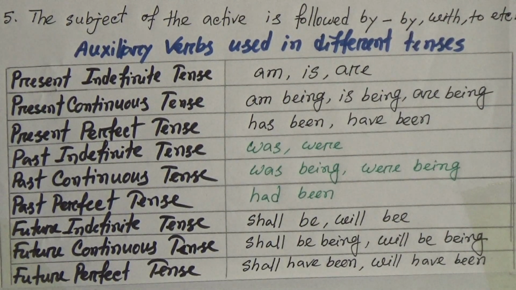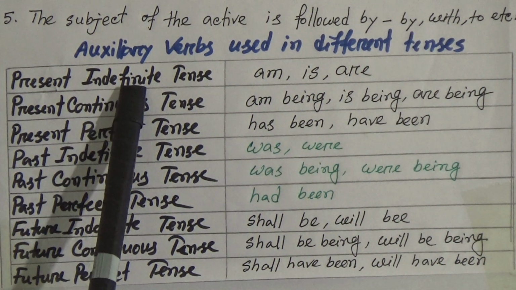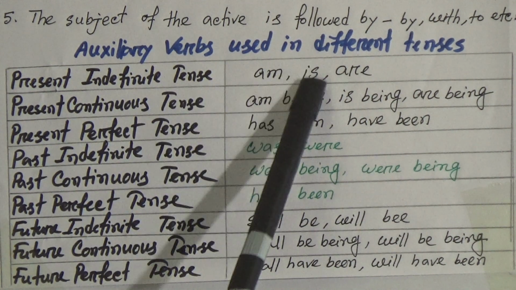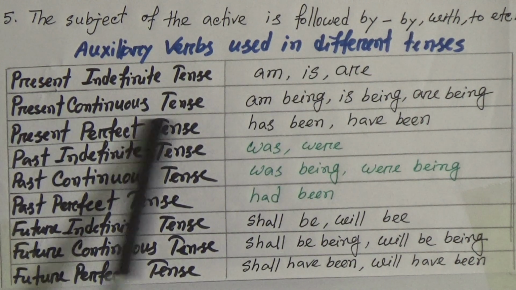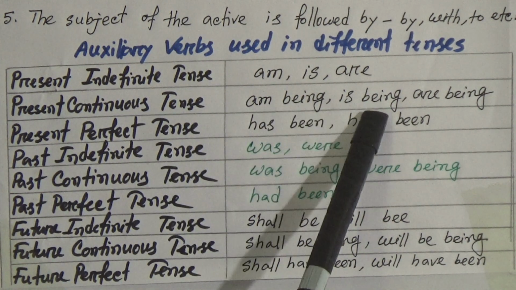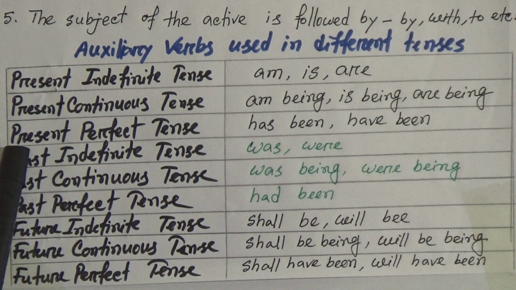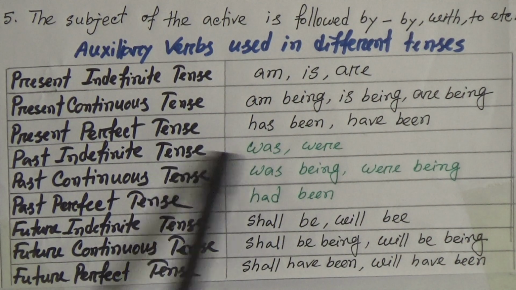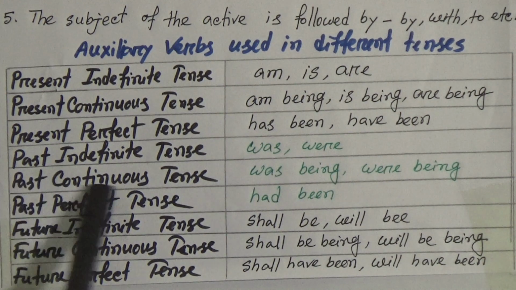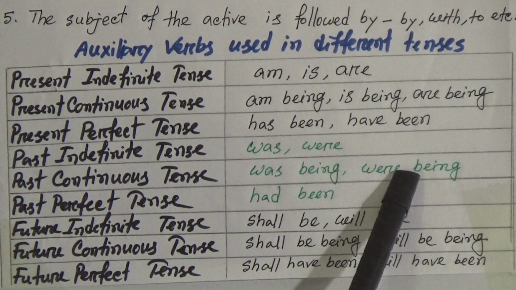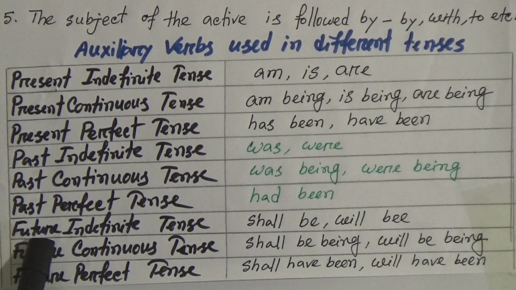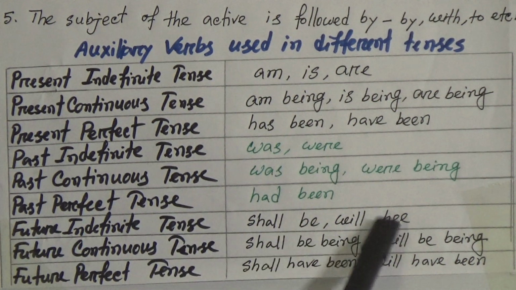Now we will learn the auxiliary verbs used in different tenses. What auxiliary verbs are used in different tenses? If the sentence is in present indefinite, we have to use am, is, are. In present continuous tense, am being, is being and are being. In present perfect tense, has been, have been. Past indefinite tense, was and were. Past continuous tense, was being, were being. Past perfect tense, had been. Future indefinite tense, shall be, will be.